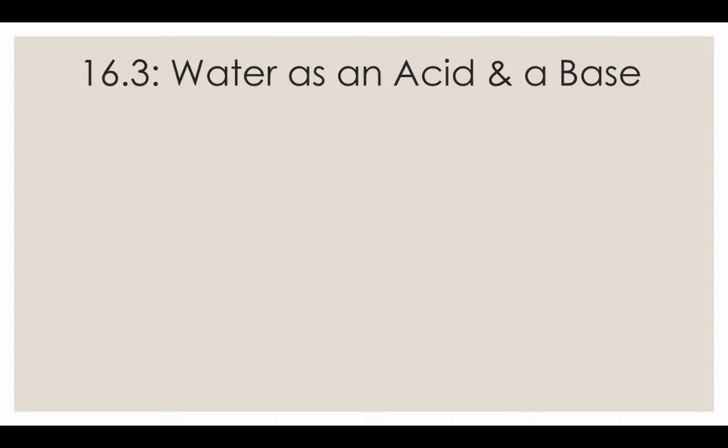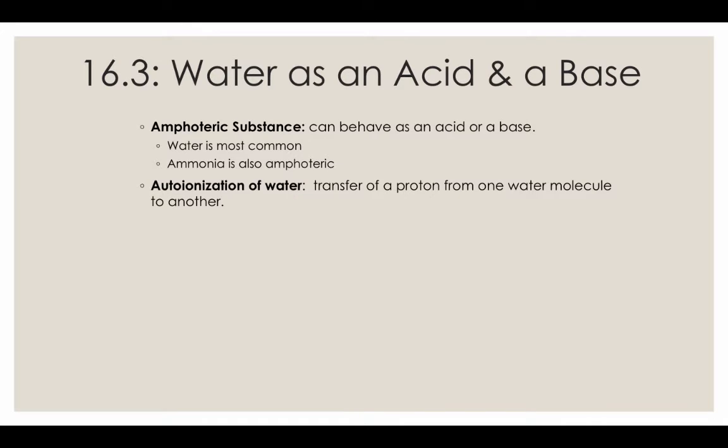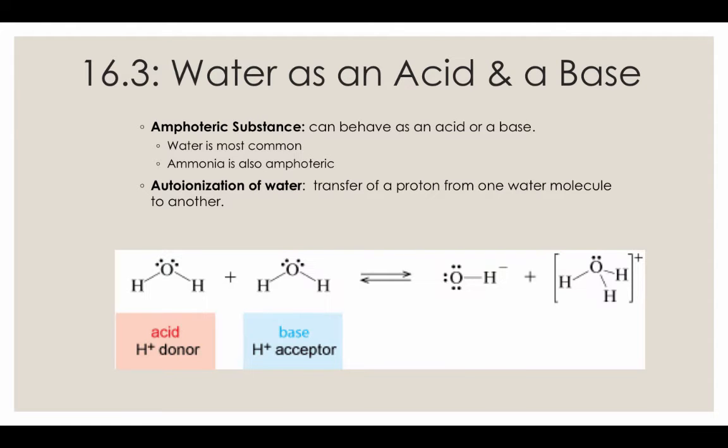In order to understand where the pH scale comes from, let's consider how water can behave as both an acid or a base. Recall that water is an amphoteric substance, meaning a substance that can behave as an acid or a base. Water undergoes something called autoionization. Autoionization is the transfer of a proton from one water molecule to another. It's laid out in this diagram here. Notice our first water molecule donates an H+ to another water molecule, giving us a hydroxide ion and a hydronium ion. This happens to a very, very small extent in any sample of water.